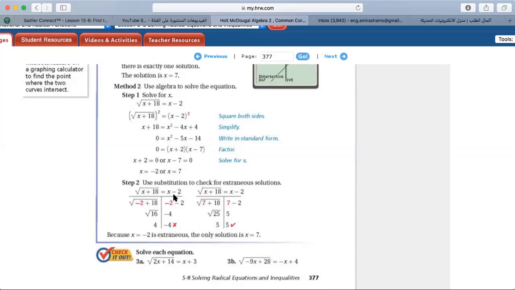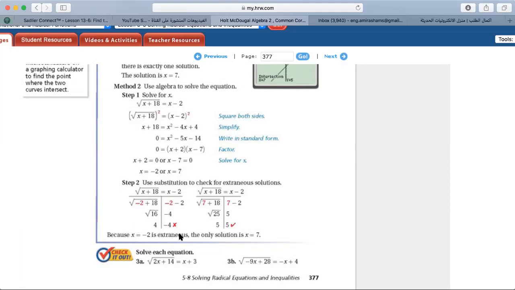And on the other side, if I substitute x by -2, -2 minus 2 is -4. So on one side I have 4 and on the other side I have -4. So it is wrong, because I must have equal numbers on the two sides. So x is equal to -2 is wrong. It is extraneous. Extraneous means it makes the equation wrong.